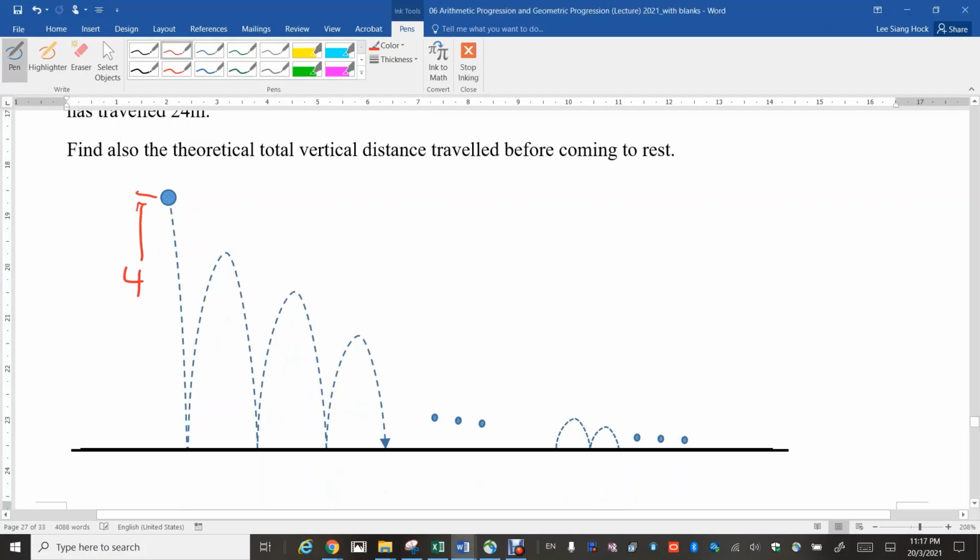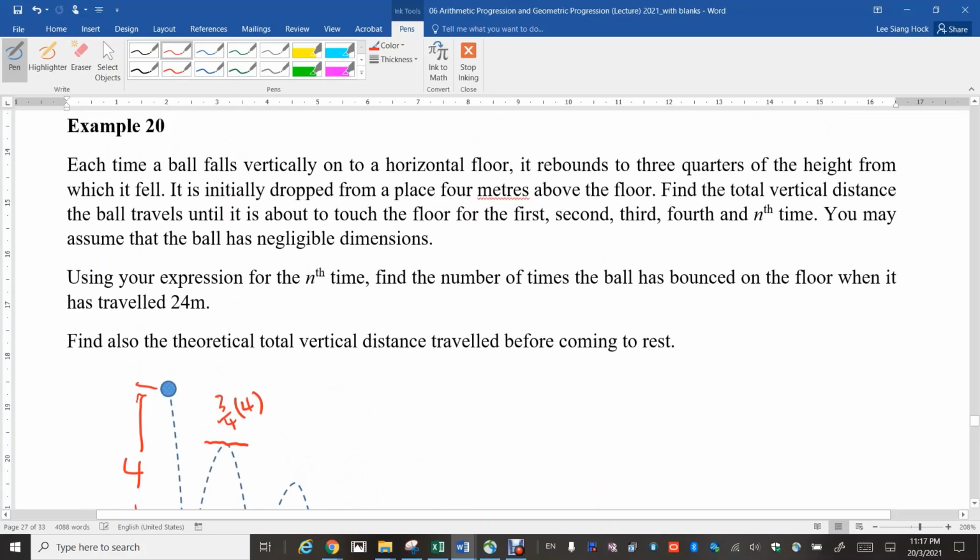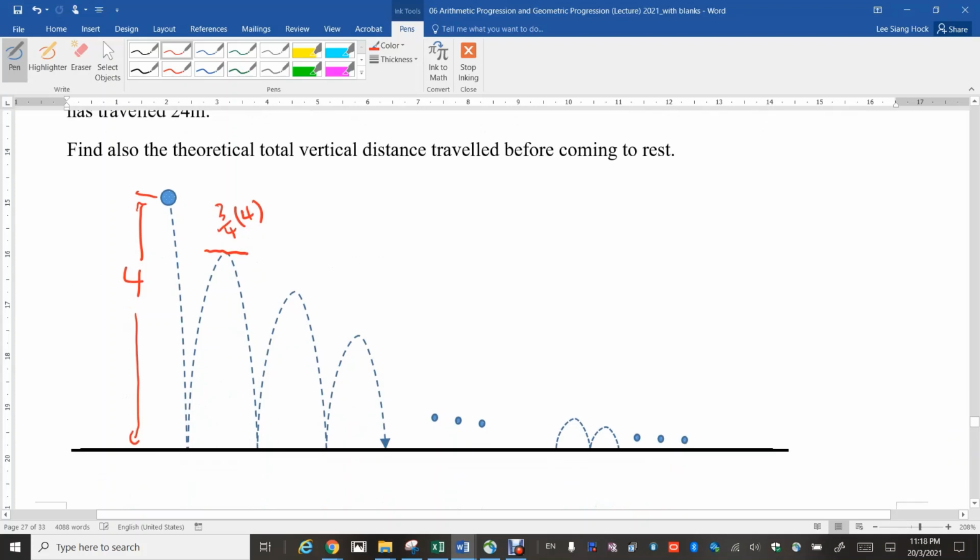It starts from 4 meters. Second time, what is the height then? It's actually 3/4 of 4 meters. Can you see that? Right? Because it says that when you rebound, it can only reach 3/4 of the previous height. So after that, when it hits the floor again and rebounds, it will be 3/4 of the previous height. What is the previous height? 3/4 of the previous height is this 3/4 of 4. Can you see that? Okay.